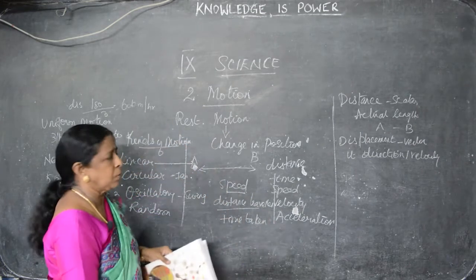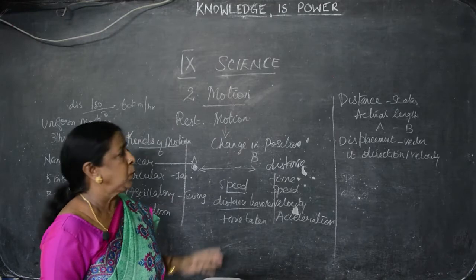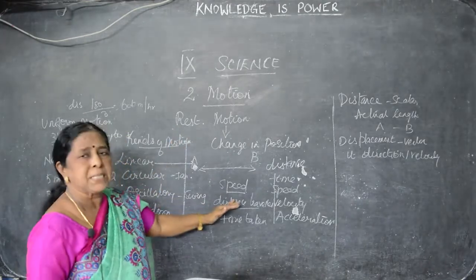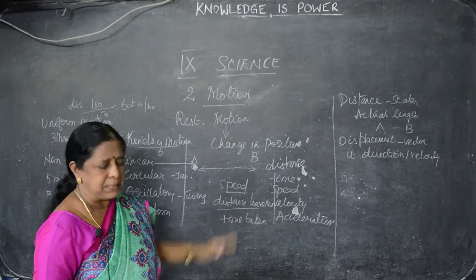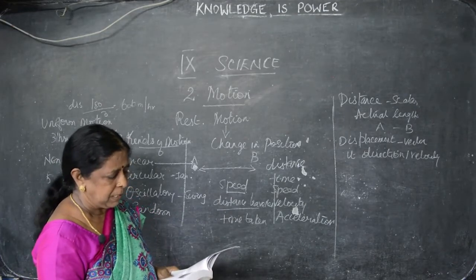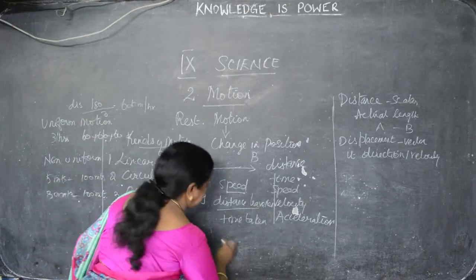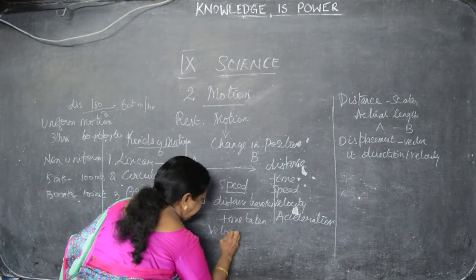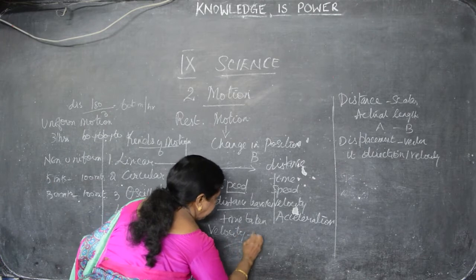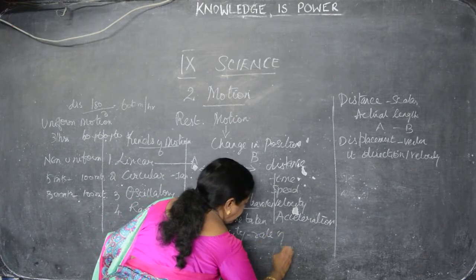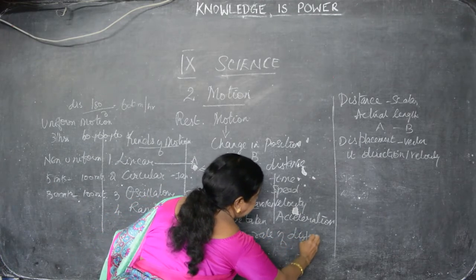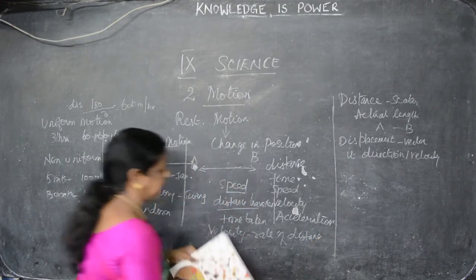Already I said, the car travels 180 kilometers in 3 hours. So distance 180 by 3, that is 60 kilometers per hour. Velocity is the rate of displacement. I said already, it is a vector quantity.